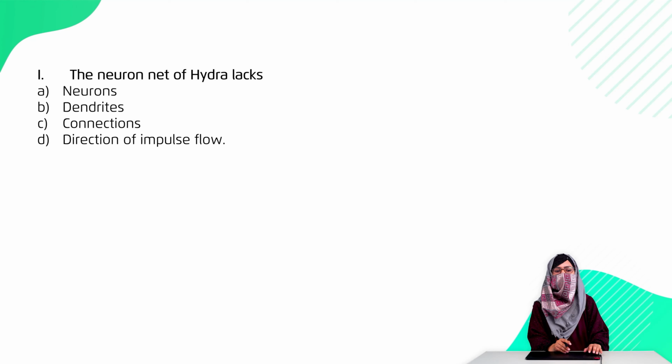Now we will discuss the MCQs of your exercise. So the first MCQ is: the neuron net of hydra lacks neuron, dendrites, connection, direction of impulse flow. The right option is option D, direction of the impulse flow.